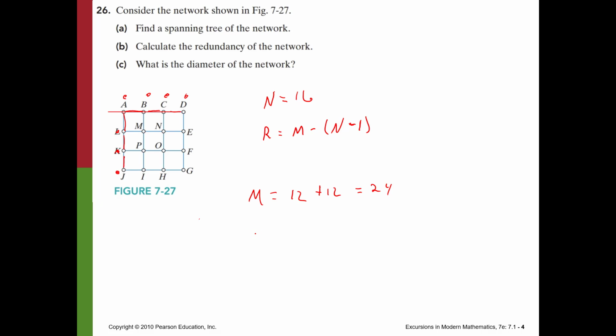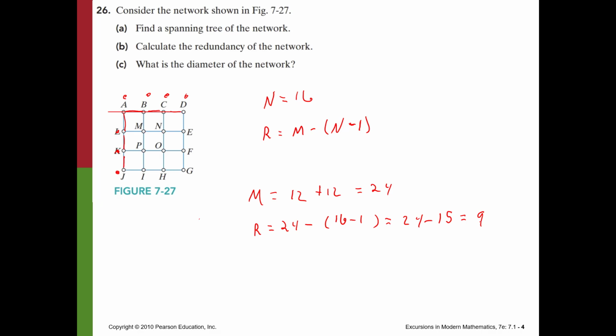So you have 24 edges in total. Then your redundancy is your 24, take away the number of edges that it takes to be a tree. The 16 minus 1 is just how many edges you need to be a tree. So 24 minus 15, which is 9. So you have 9 extra edges.